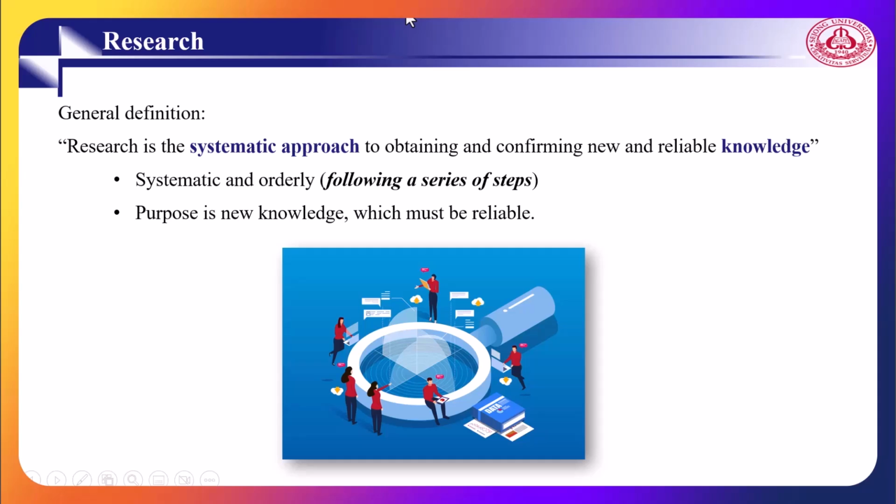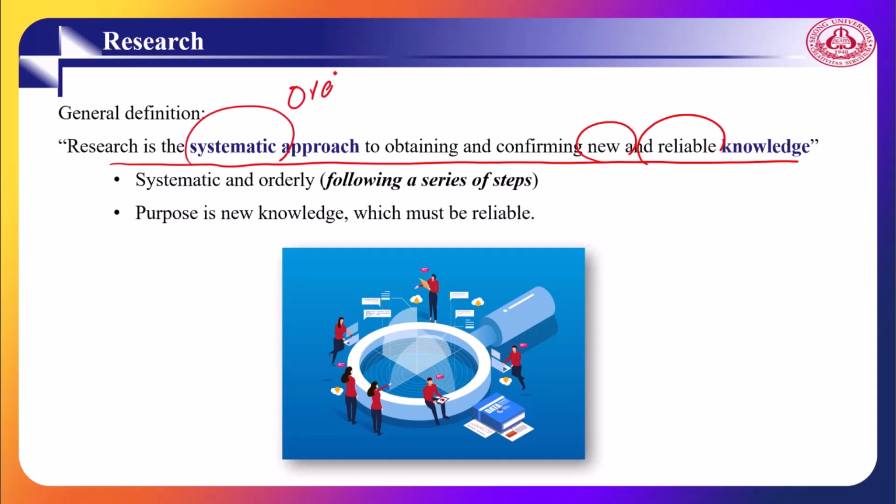So the general definition of research in one statement is: research is the systematic approach to obtaining and confirming new and reliable knowledge. New and reliable. So these two terms are very important. It must be new and also it must be reliable. So the key elements in this definition are systematic and orderly.